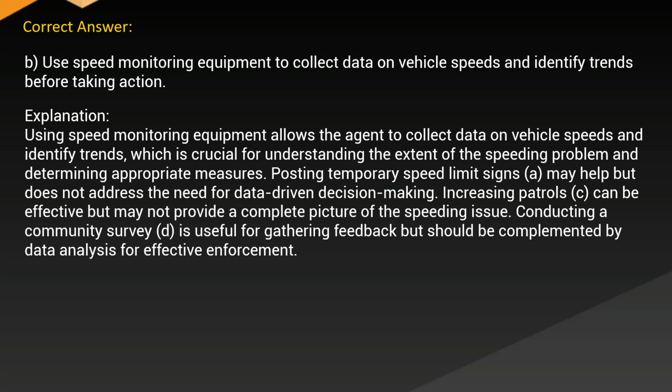Posting temporary speed limit signs, A, may help but does not address the need for data-driven decision-making. Increasing patrols, C, can be effective but may not provide a complete picture of the speeding issue. Conducting a community survey, D, is useful for gathering feedback but should be complemented by data analysis for effective enforcement.